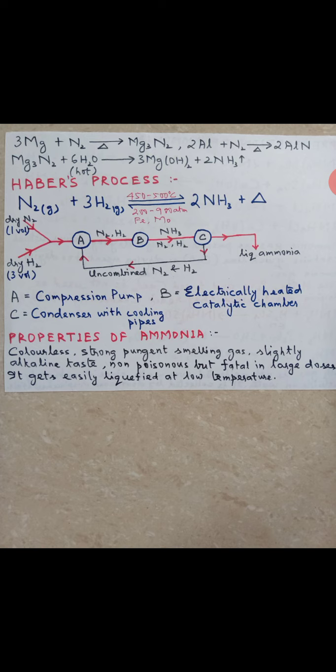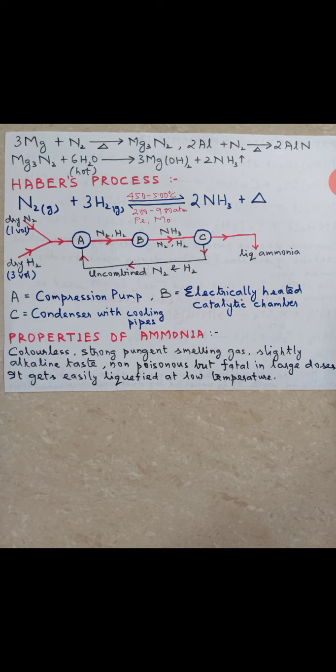Got it? The uncombined nitrogen and hydrogen is again passed through the catalytic chamber. Or we can pass it through a compressor again to the catalytic chamber until all the nitrogen and hydrogen is converted into ammonia. The process is continued, we can say that. So this is how we manufacture ammonia by Haber's process. Got it? And ammonia gas, when it is stored, is stored in the liquid state.